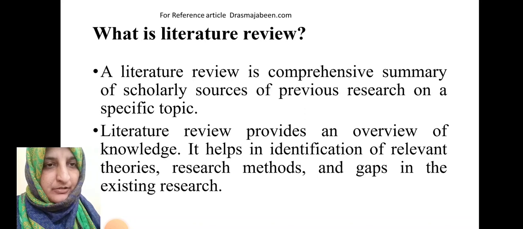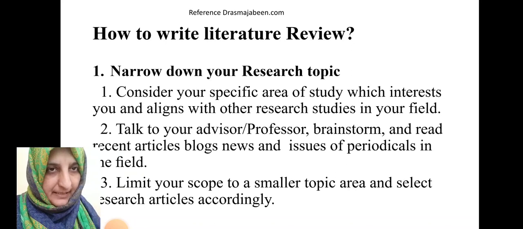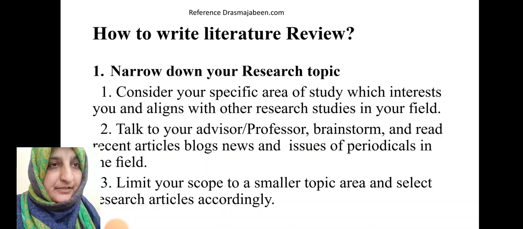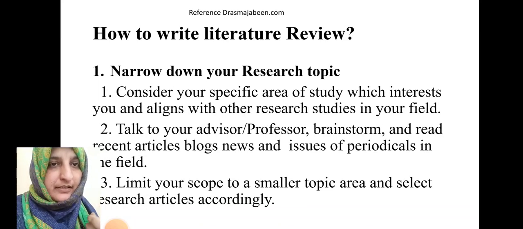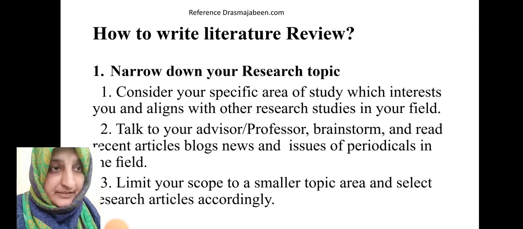So now let's move towards how to write a literature review in 6 steps. In order to write a literature review, the first step which you should follow is that you should narrow down your research topic, and you should consider your specific area of the research study which interests you and which aligns with other research studies in your field.